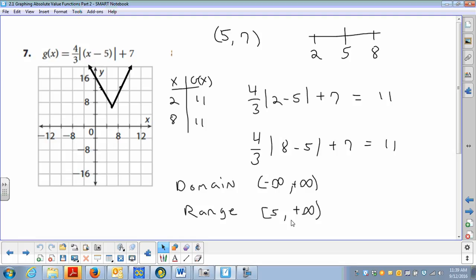So just to recap here, we did a couple of absolute value graphs, and then found the domain and range. Remember, your first step is to find the vertex with the h and the k, graph using a t-chart, and the last step is to find the domain and range.